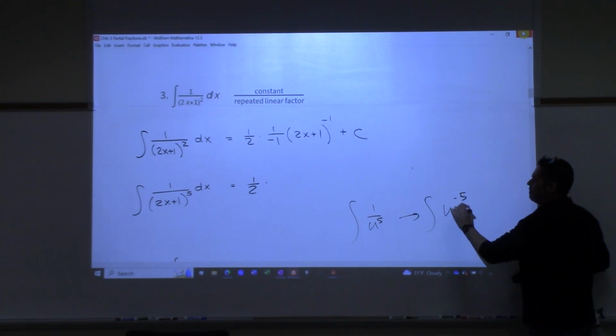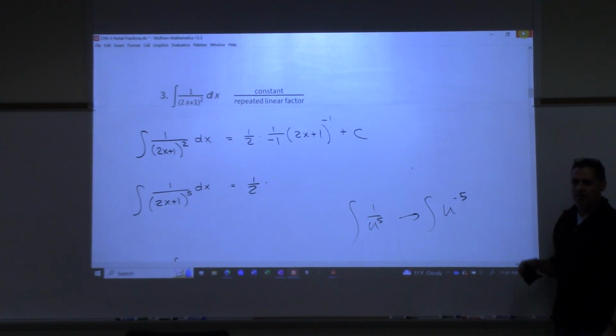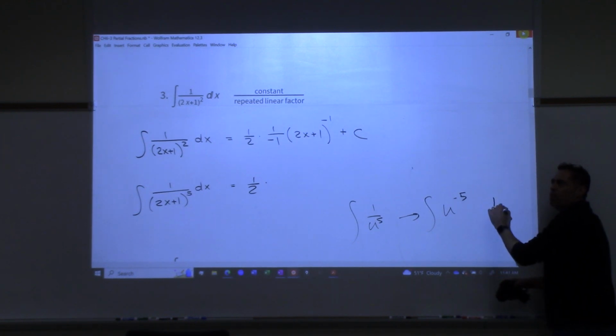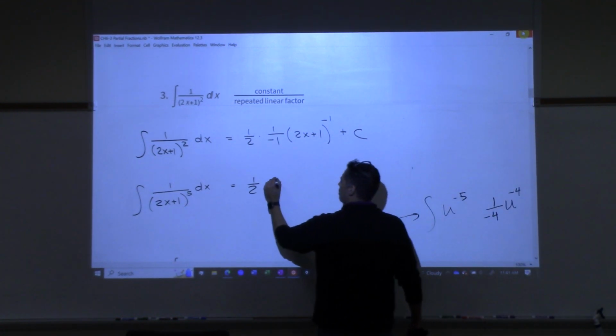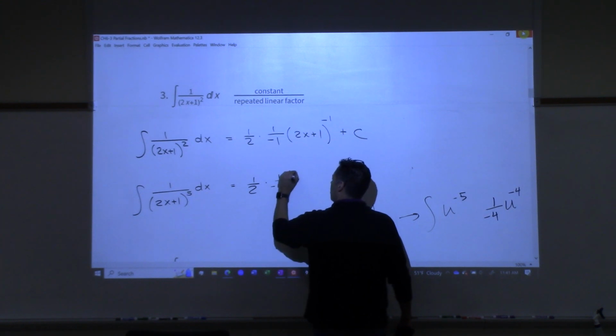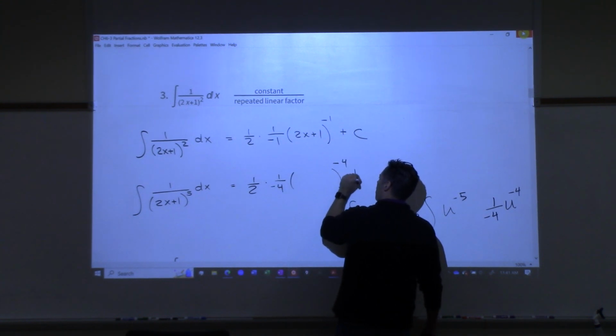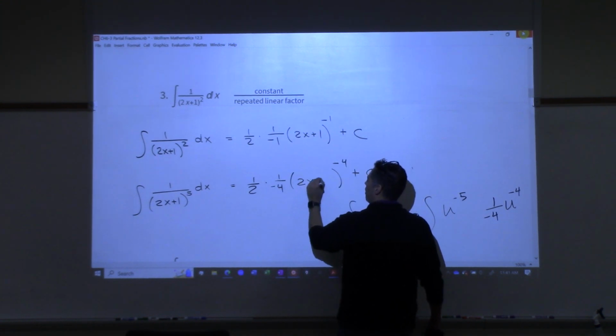Sorry, 5, right? And then that, if I did the antiderivative, I'd have 1 over negative 4 u to the negative 4. Right? That's the way I'm just adding 1 to that number. So that's going to be this. 1 over negative 4 u to the negative 4 plus c, where u is 2x plus 1.